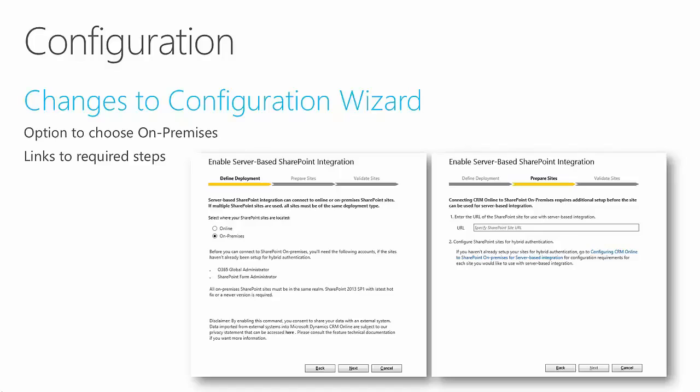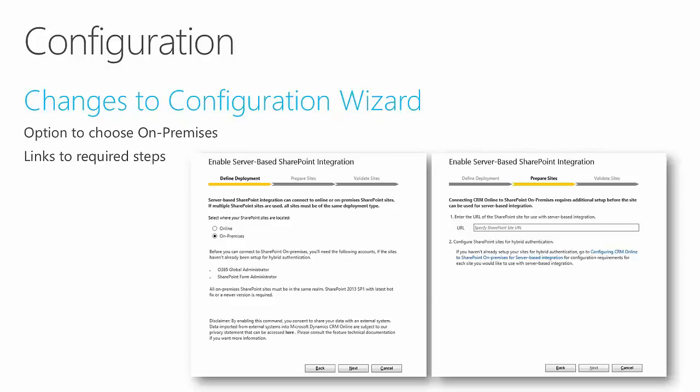You basically need to enter your URL for your SharePoint site. And in the case of on-premises, that does need to be a publicly accessible SharePoint on-premises site. It needs to be using HTTPS with a publicly trusted certificate. And then below that, you do have a link to a TechNet article for the different steps you need to run before it's going to be able to complete that trust between CRM Online and SharePoint on-premises.